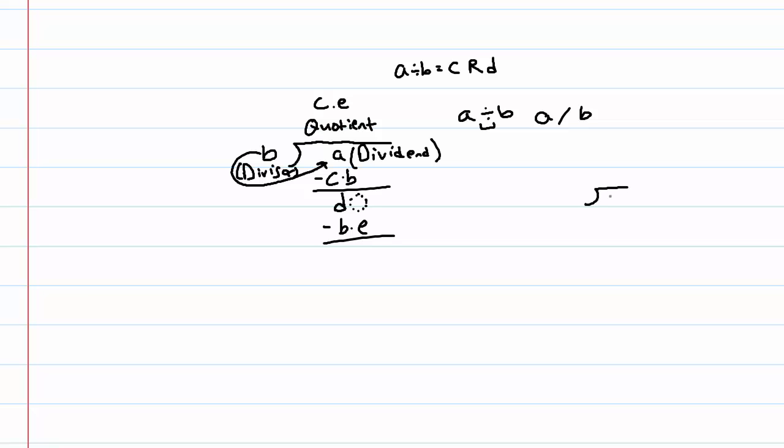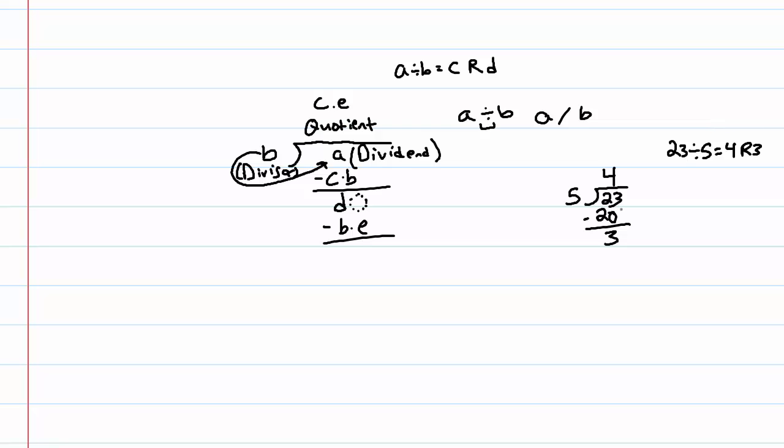If we have 23 divided by 5, how can we do this using long division? Well, 5 goes into 23 4 times. 4 times 5 is 20, and we're left with 3. So one answer here is 23 divided by 5 is 4R3.